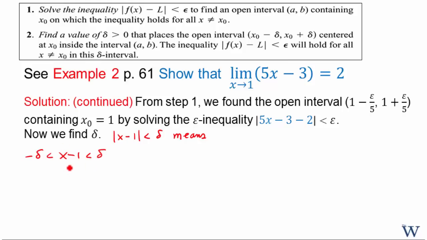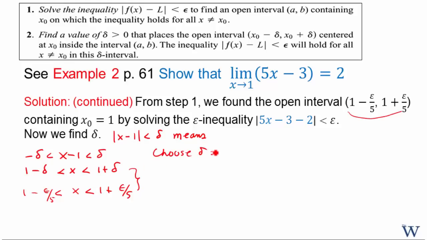Adding 1 throughout, we get that 1 minus delta is less than x is less than 1 plus delta. Okay, so look at this. If we take this inequality, that's equal to x is between 1 minus epsilon over 5 and 1 plus epsilon over 5. So naturally, what do you think should be our choice of delta here? In order for this to match, we choose delta to be just equal to epsilon over 5.